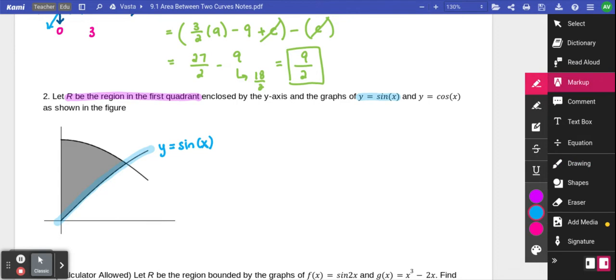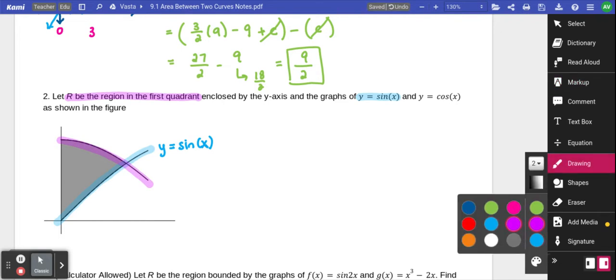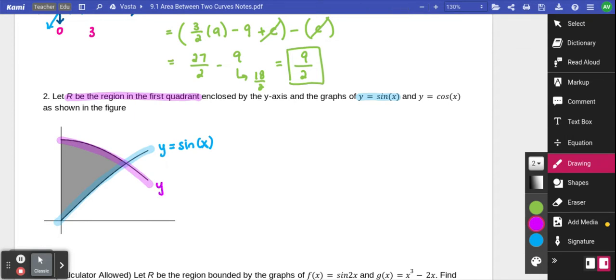And I know that cosine of x is going to be the one that starts at 1, so starts right here, and that's going to be cosine. Now that's important to distinguish because it's important to know which graph is which. Let's say that this wasn't a calculator question. You would need to be able to figure that out by knowing the basic shapes of the graph.